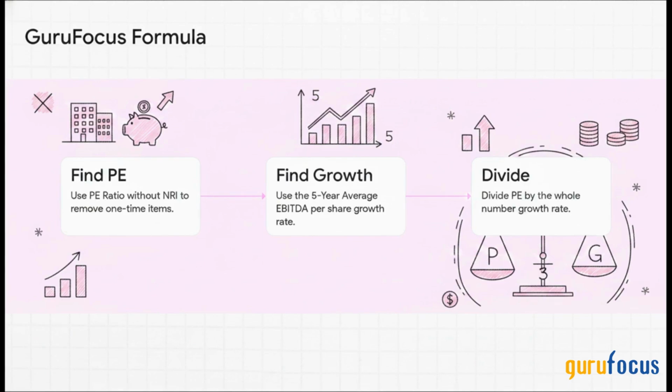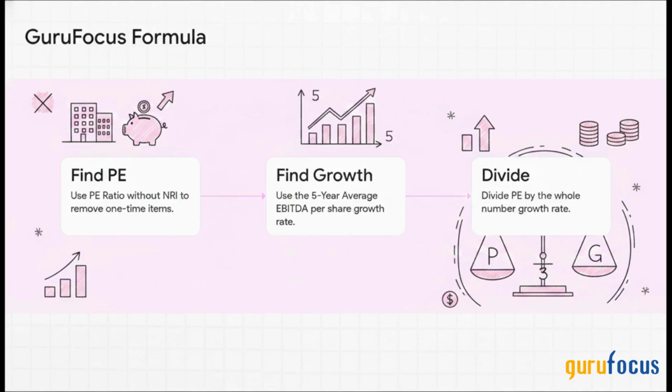Let's look at how a major data provider like GuruFocus calculates it, just to completely de-jargon the formula for you. Step 1. They use the PE ratio without NRI, which just stands for non-recurring items. Don't let that trip you up. It simply filters out one-time flukes, like if a company randomly sold a building, so we can see their true, normal, everyday earnings.